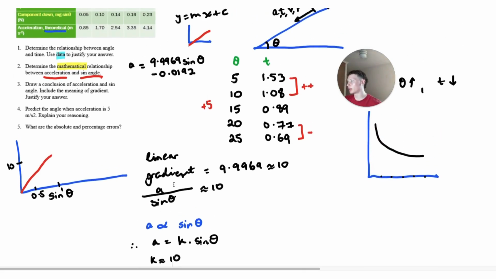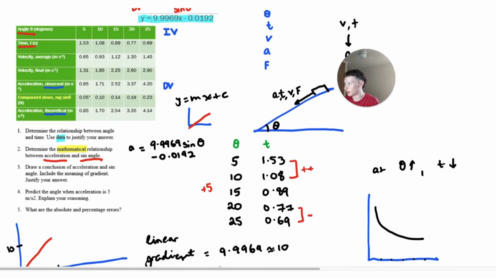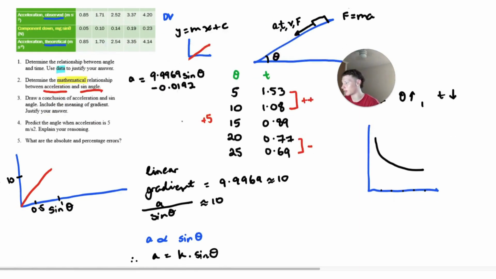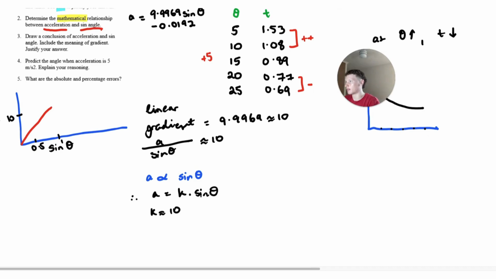Okay. Predict the angle when acceleration is 5 meters per second squared. So obviously there is no 5. So what we can do is come to our equation and say, okay, if this line was to continue, what should the angle be? We can do that. So we're going to take our formula, and we want a to equal 5. We've then got everything else that we had before. Sine, that's a 9, sorry. Sine of theta minus 0.0192.